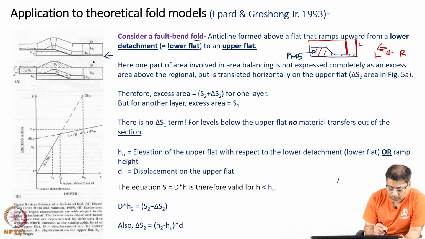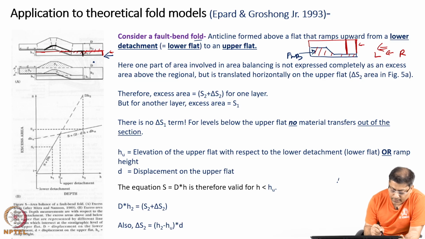Within the footwall block, consider a layer here, and before deformation it was like this. As you have compressed, this line has moved to say this place, and as a result this particular line within the hanging wall block got deformed and has attained this geometry. It has climbed over the upper flat, and this is the geometry produced.